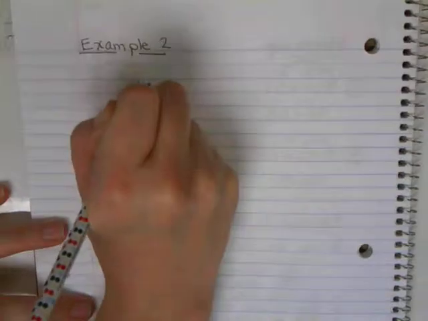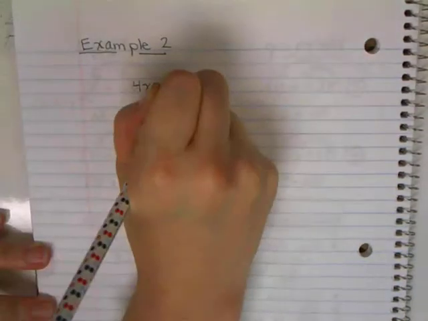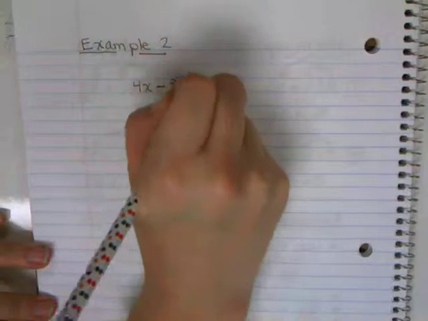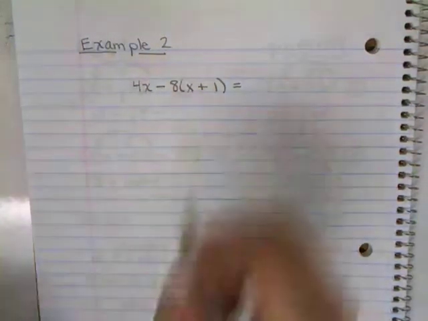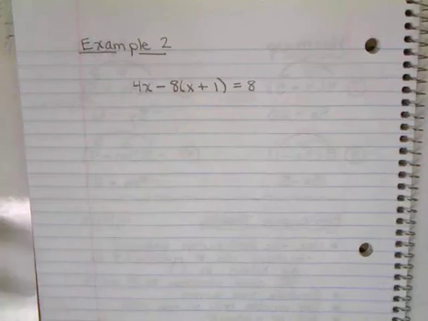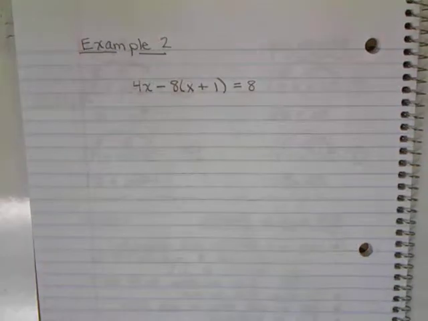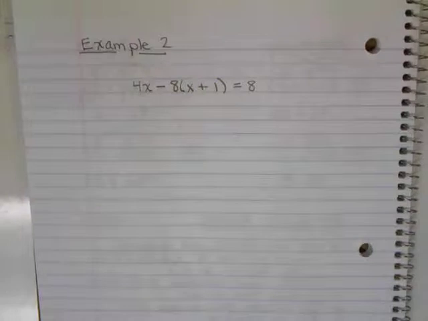4x minus 8 parentheses x plus 1 equals 8. Oh my goodness, there's a variable and then there's parentheses, and what do I do? What should be the first thing I do before I flip out?